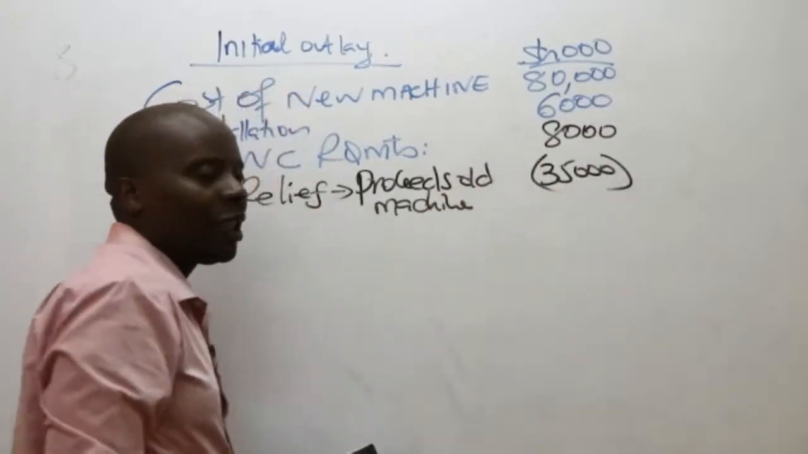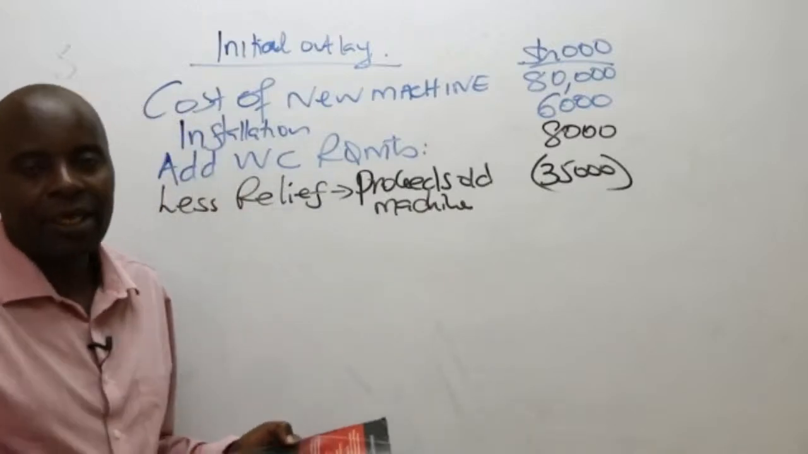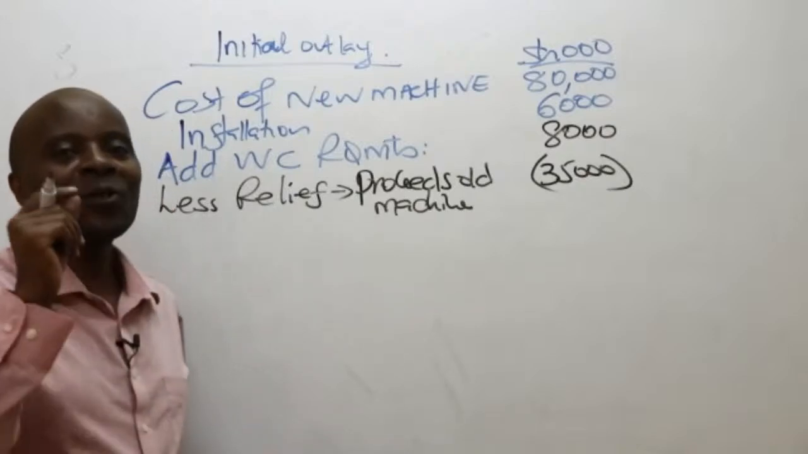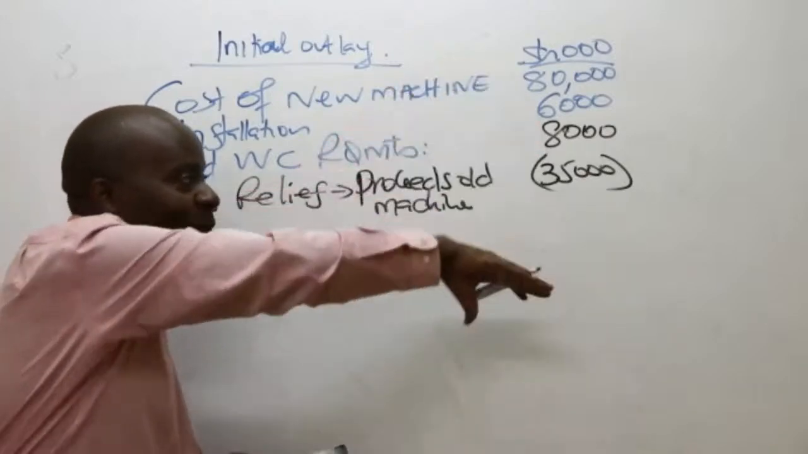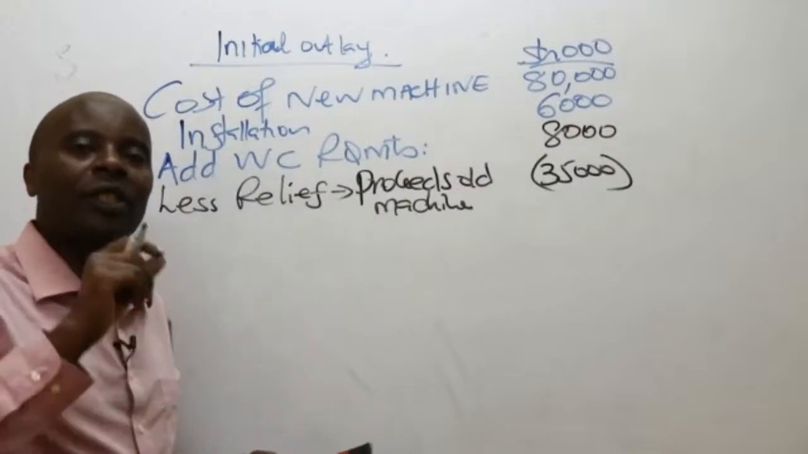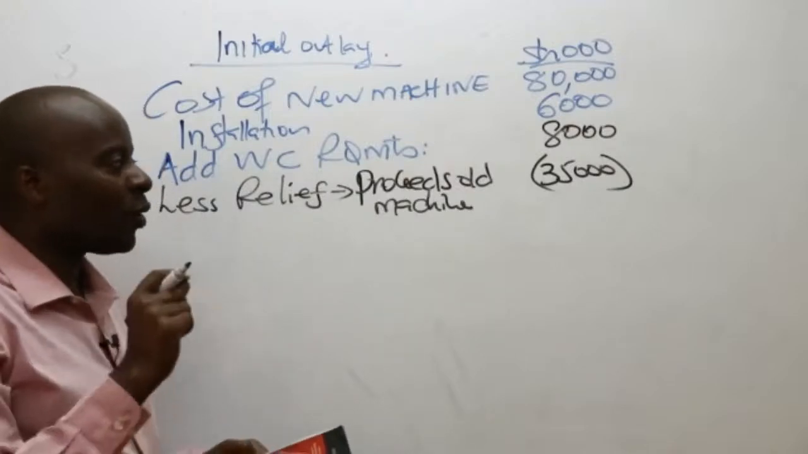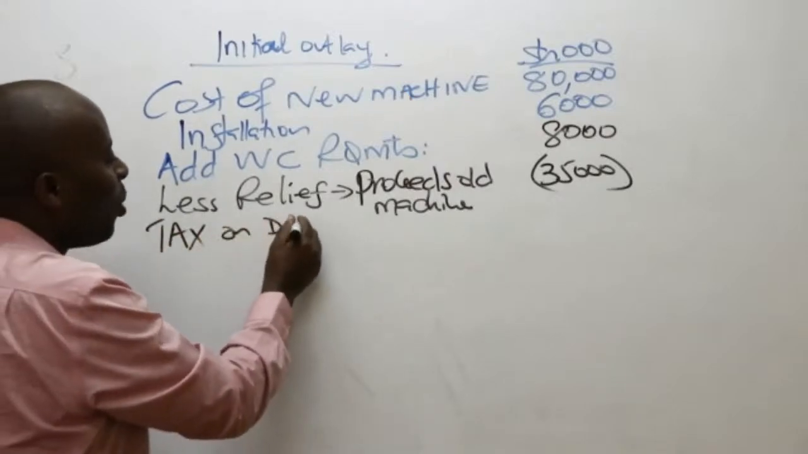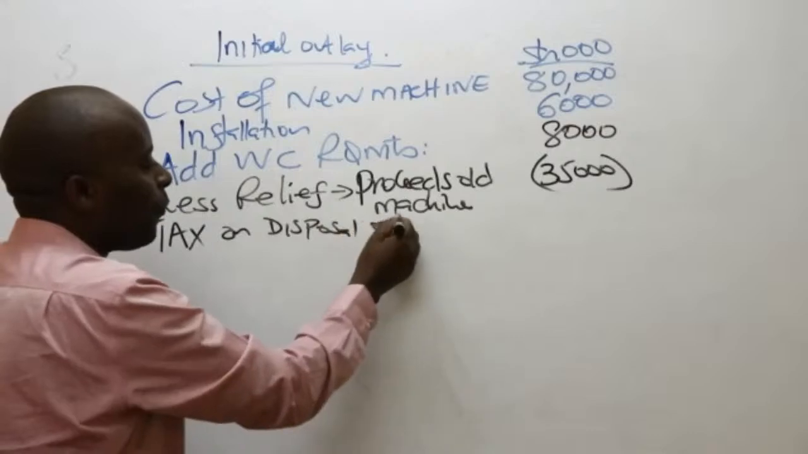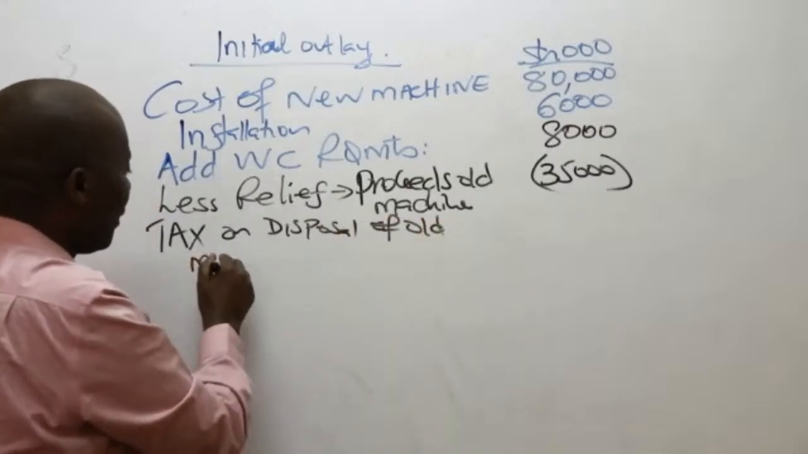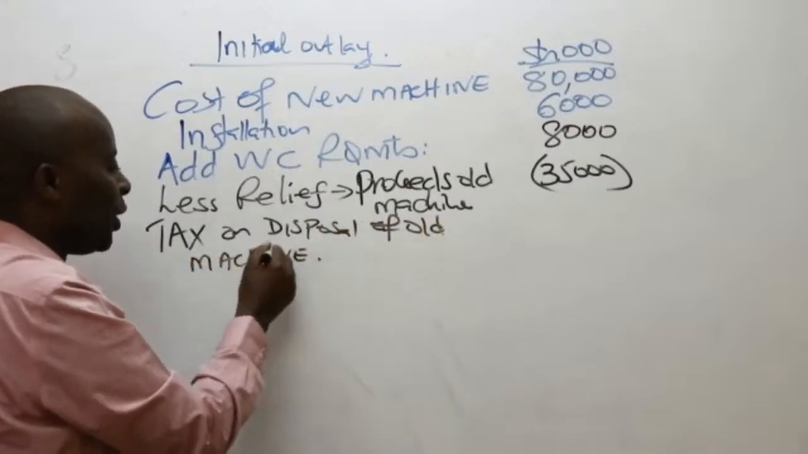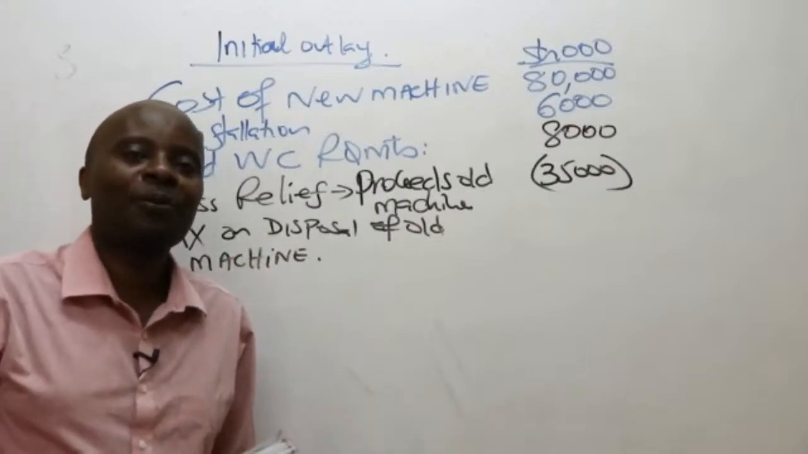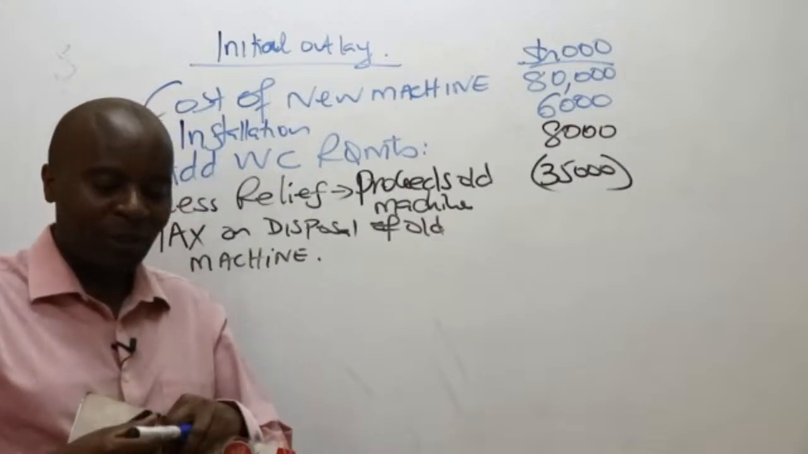So I need to subtract this from the amount which I need to raise. There is something that makes so many students get it wrong. Many students will get up to here very correctly. But there is something that so many students will forget, the concept of taxation. So we have here the tax on disposal of old machine. Very few students even in section 3 are able to remember this.